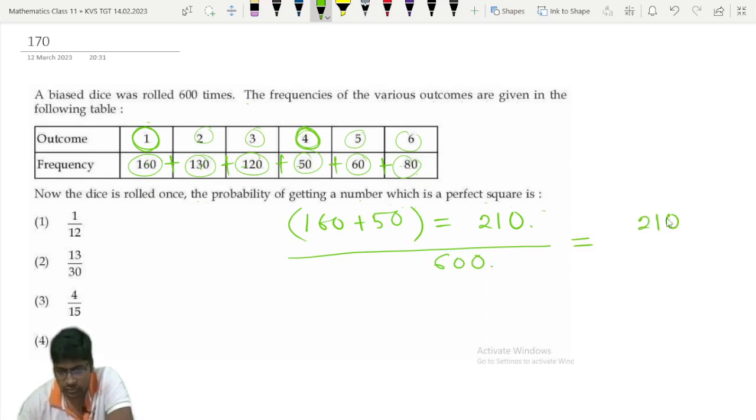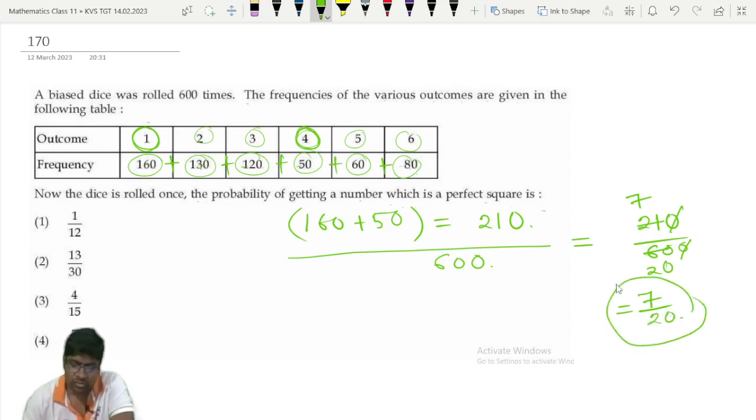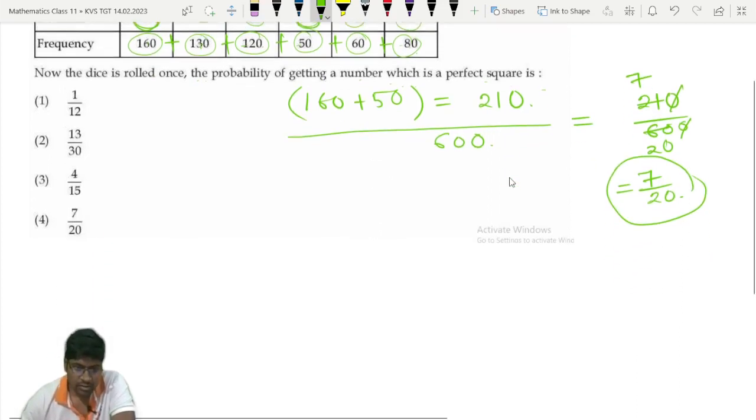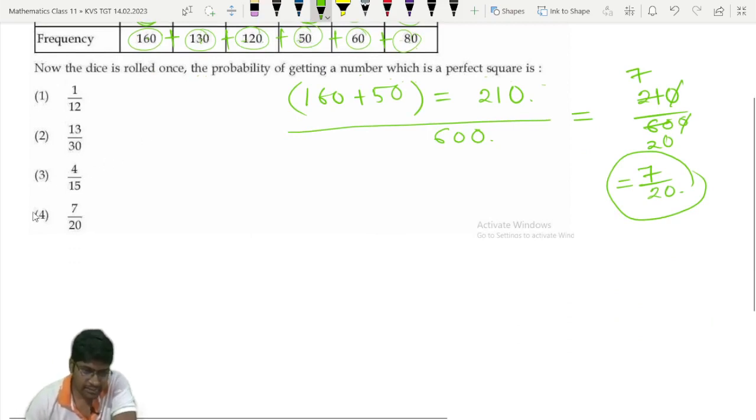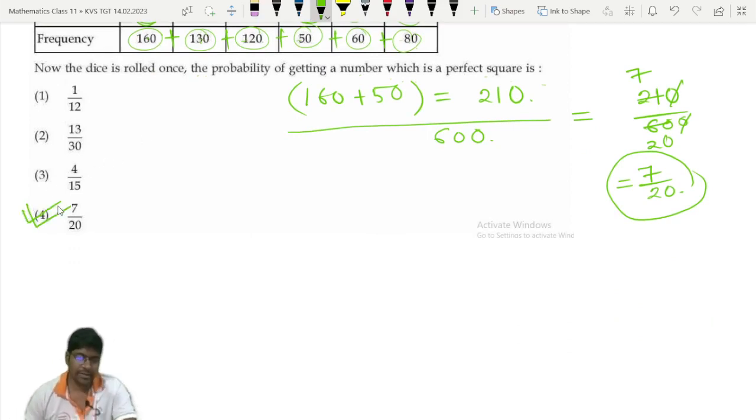So the required probability will be 210 by 600. The zeros will be cancelled, so 21 by 60, and dividing by 3 gives 7 by 20. 7 by 20 is the correct answer. So which option? Option 4 is the correct answer, 7 by 20.